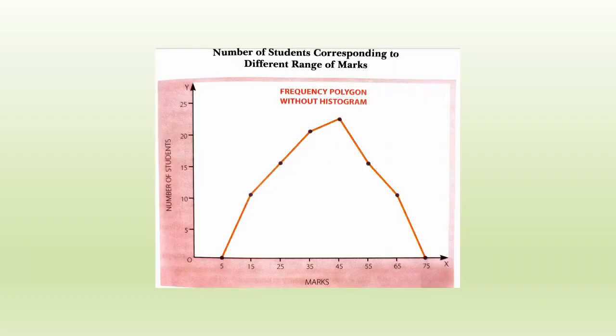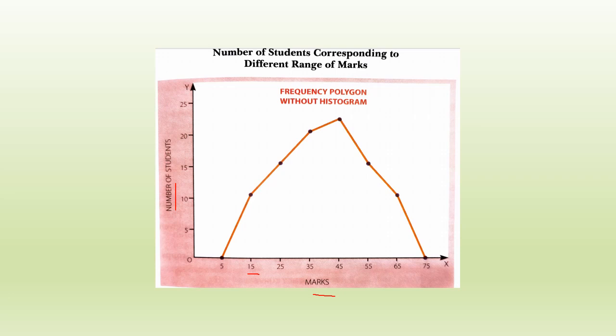So, see, this is the frequency polygon without a histogram. Number of students are taken on y-axis. Marks are taken on x-axis. Our first class interval was 10 to 20. So the midpoint of 10 to 20 is 15. And the frequency at 15 is 10. So we have marked this point here.